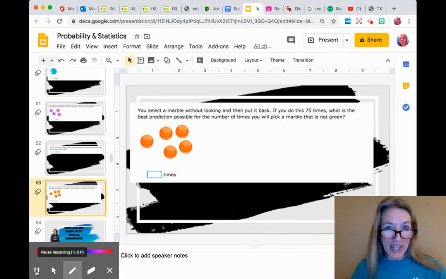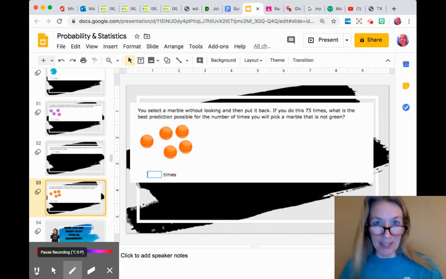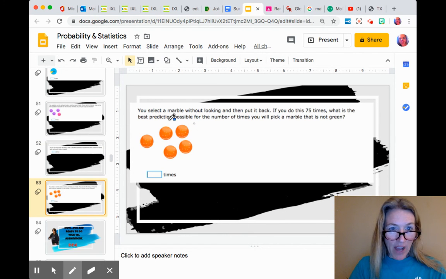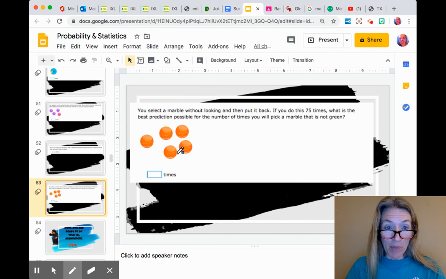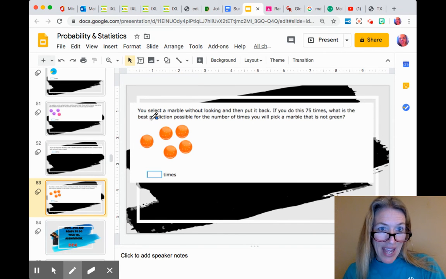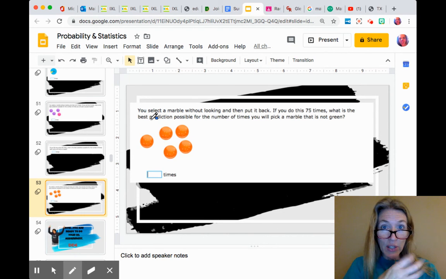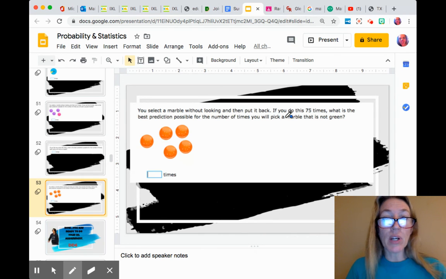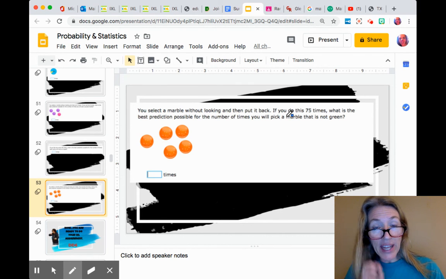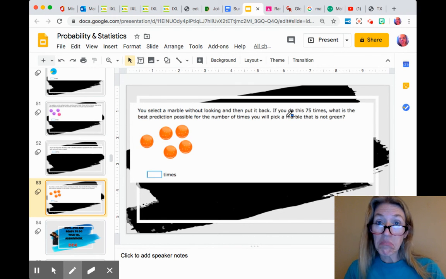Okay, guys, here's our final example for the lesson. We've got these 5 orange marbles, and it says that you select a marble without looking at it, and then you put it right back into this bag. If you do that 75 times, what is the prediction for the number of times you're going to pick a marble that's not green?